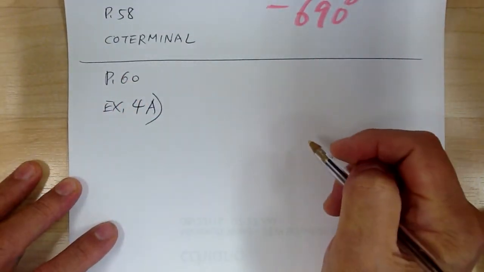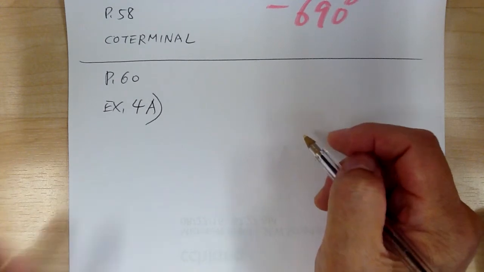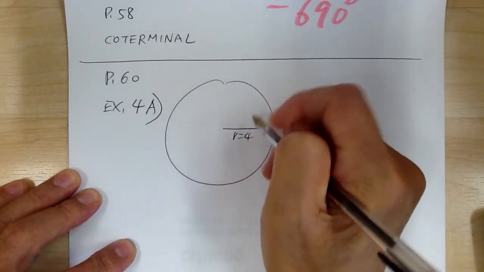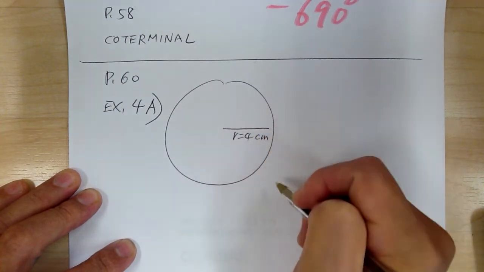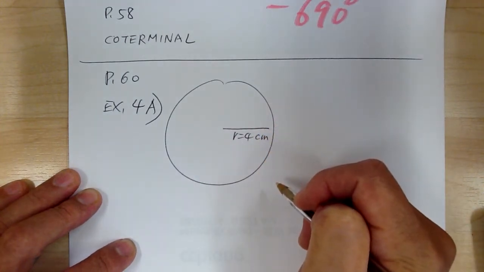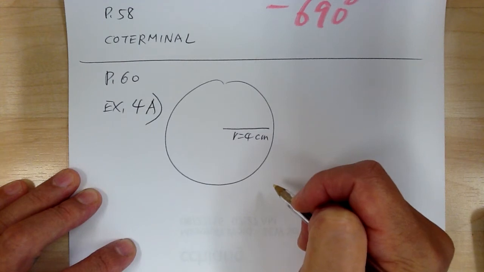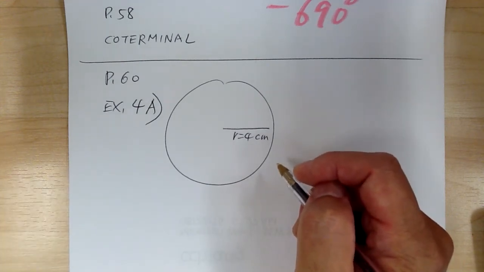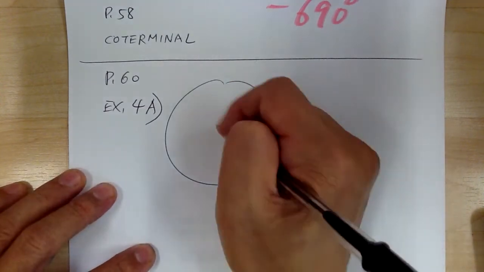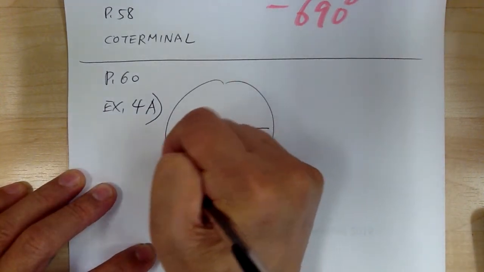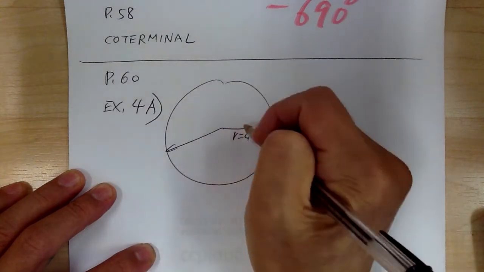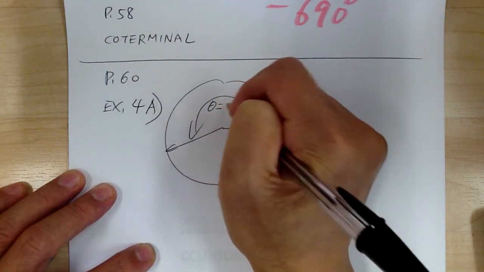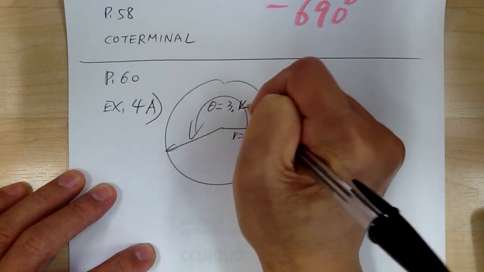So A, it says a circle of radius 4. So you have a circle with a radius of 4 centimeters. Find the arc length subtended by a central angle of 3.4 radians. Okay, so 3.4 radians is kind of a lot. It's about somewhere over here. Okay. If you don't know, don't care. Just draw a picture. So theta is equal to 3.14.